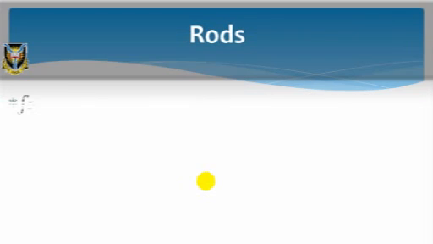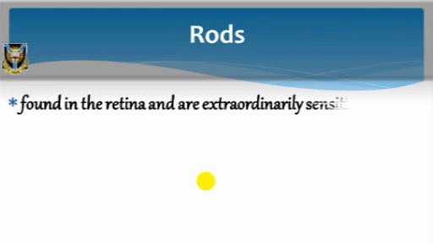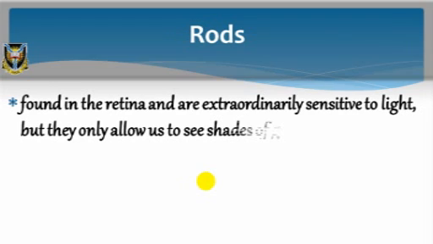Rods. This is a cell found in the retina. They look like little rods and are extraordinarily sensitive to light, but they only allow us to see shades of gray. Each eye contains between 100 million and 120 million rods. These rod-shaped retina cells are very sensitive to light, but register only shades of gray.